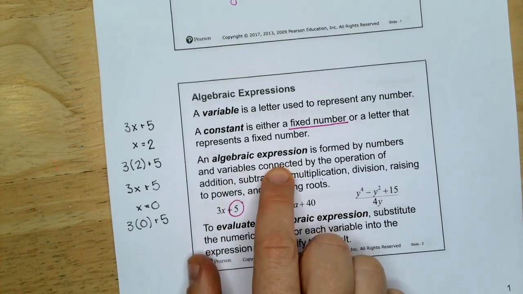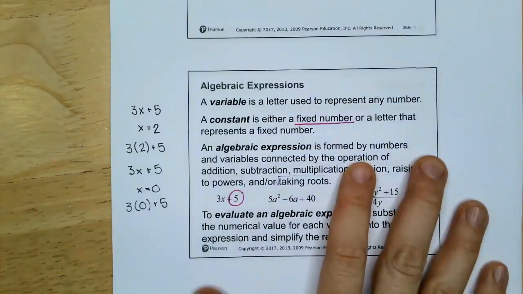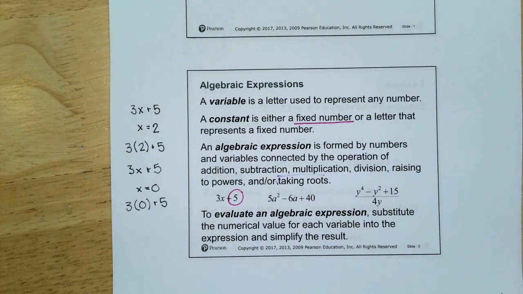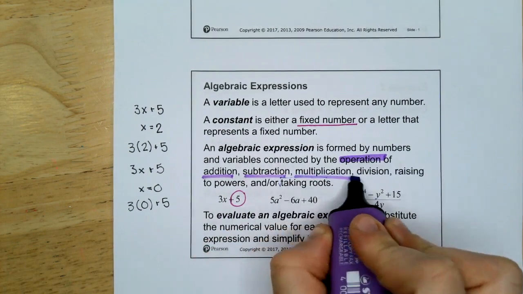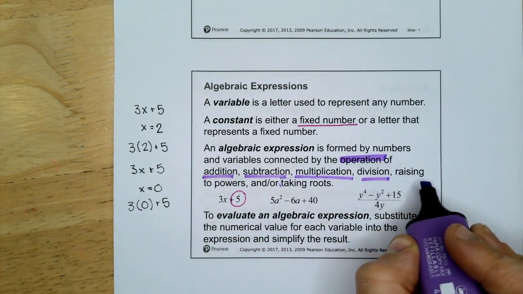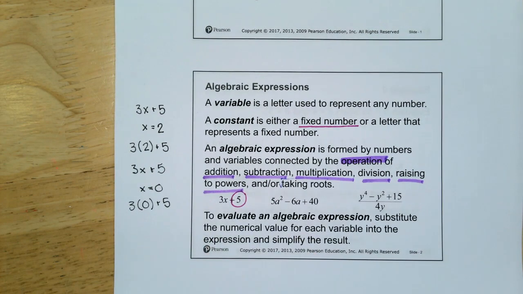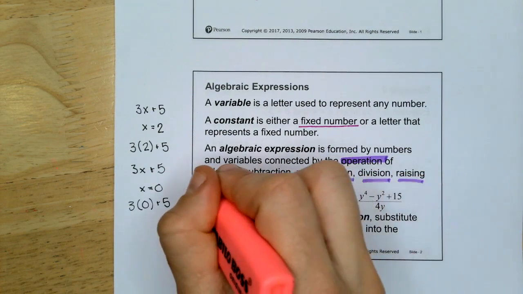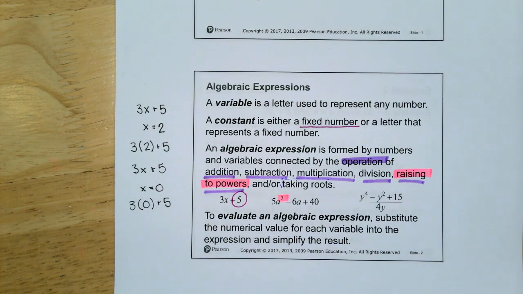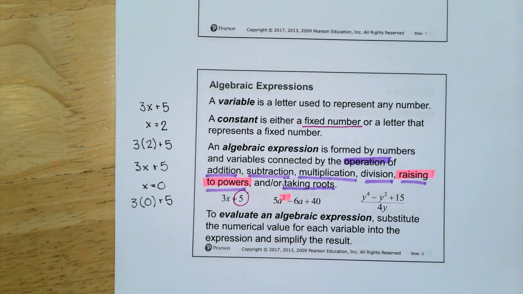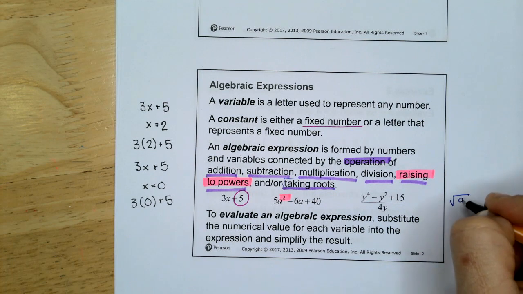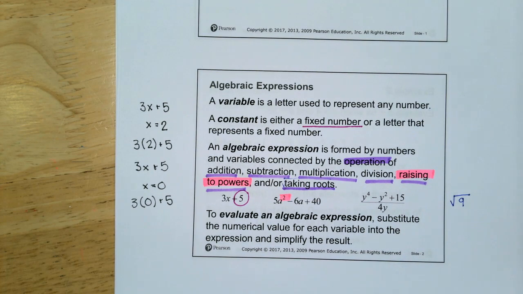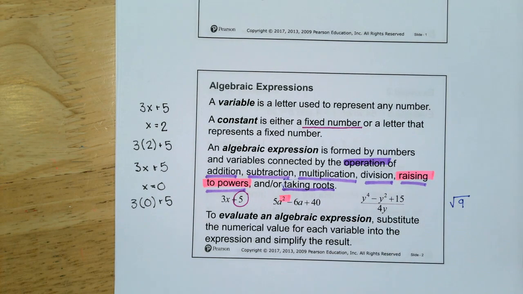An algebraic expression, same thing up here, right? An algebraic expression is formed by numbers and variables connected by the operation. So an operation means we are adding, subtracting, multiplying, dividing, raising to a power. Raising to a power is this one. This is raising to a power. And then taking roots. I didn't put an example of taking roots. Taking root would be the square root of 9. Okay, the square root of 9 is 3. That's an operation that we did on the number 9.